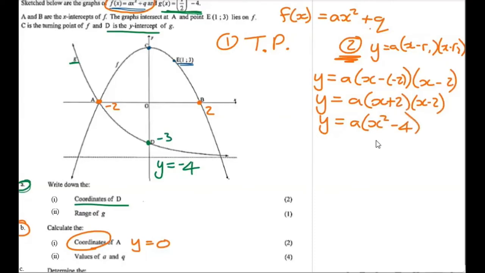And that's what I've got at this point. Okay, then I was asked earlier, can we not use the random point, I think was the word they used, the random point E, the (1, 3). And yes, it is on that graph, so we can use that. So my y value is going to become 3, and my x value is going to become 1.